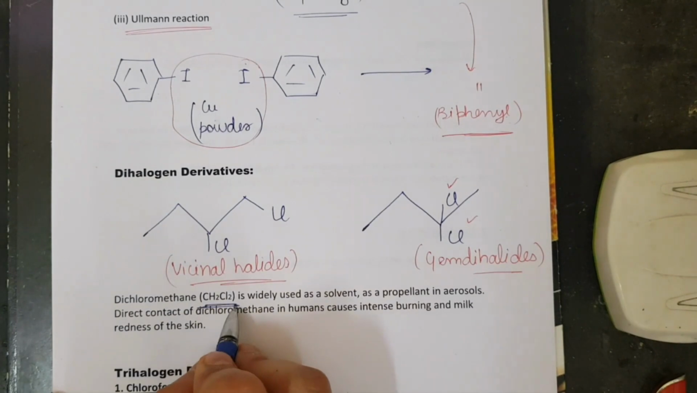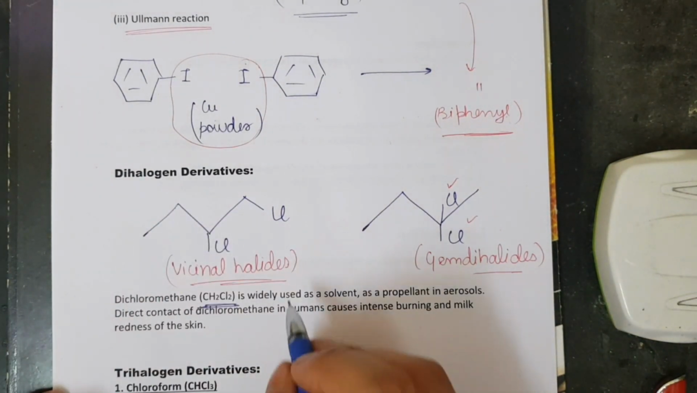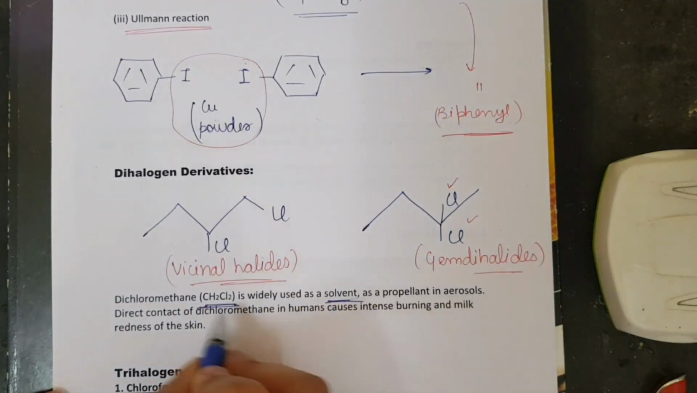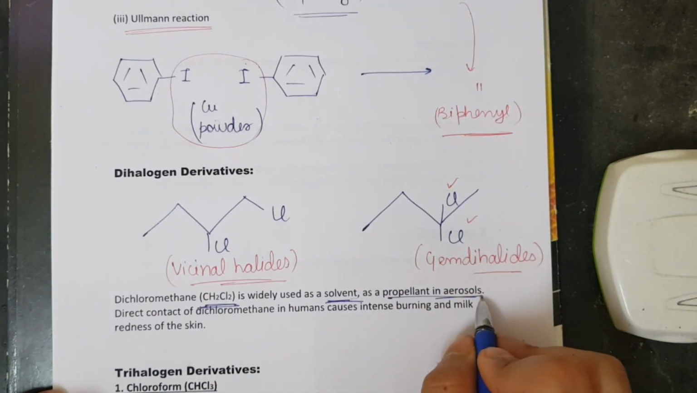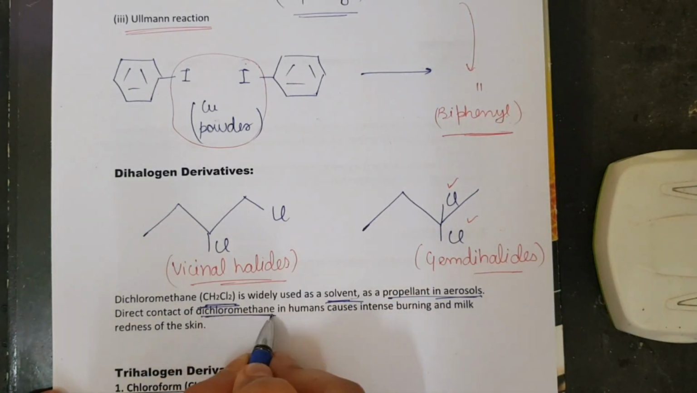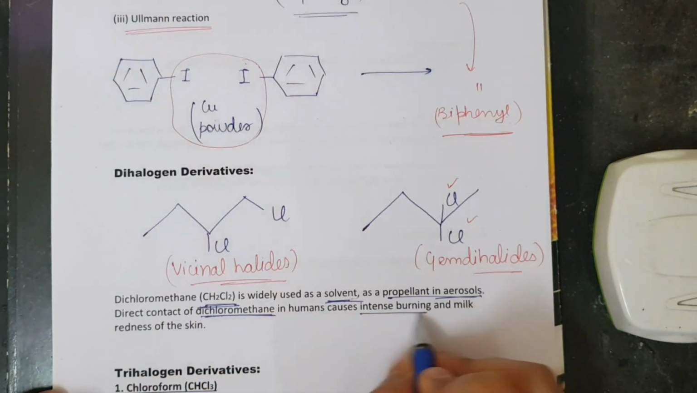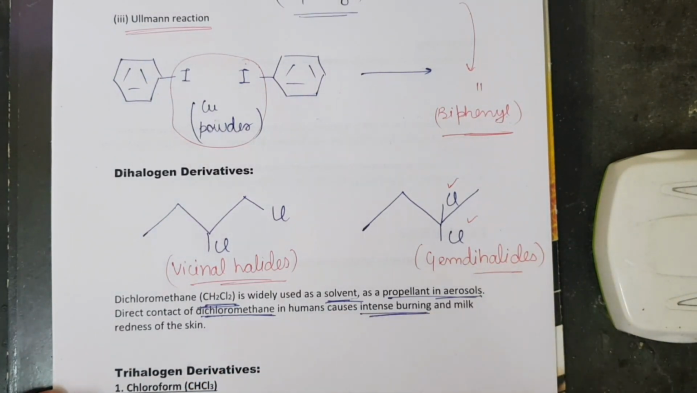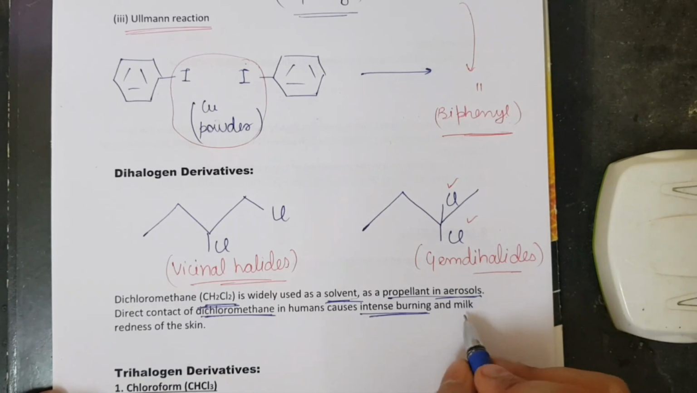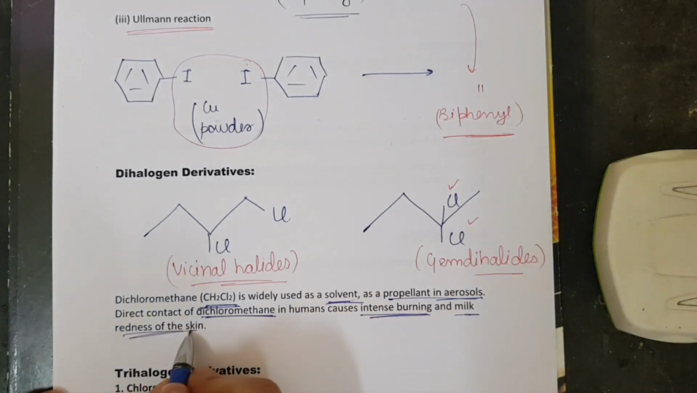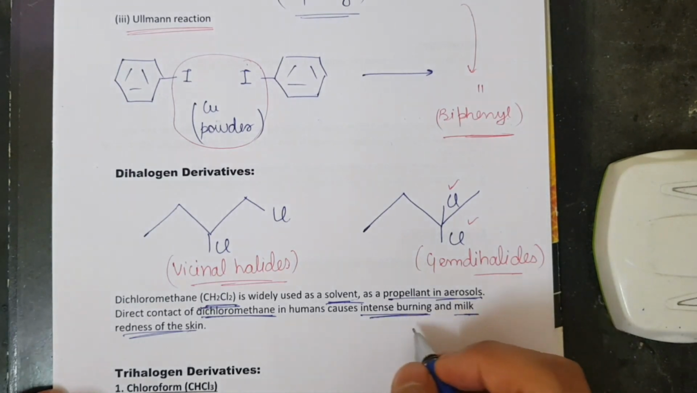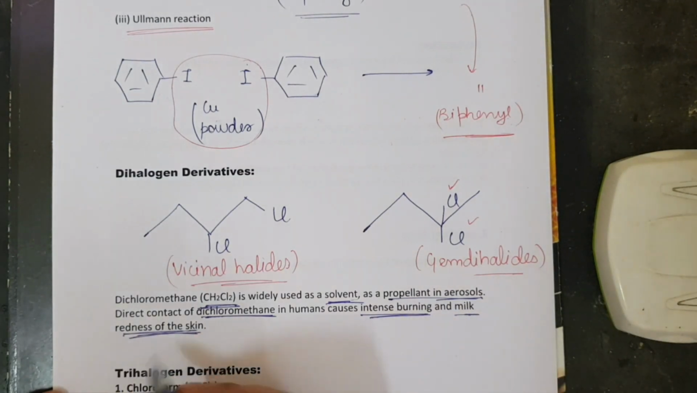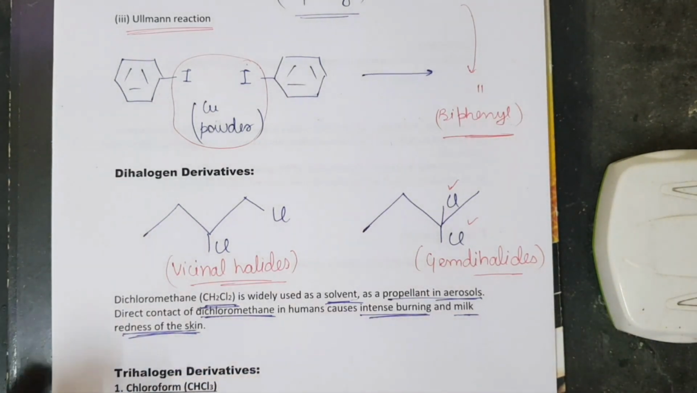Dichloromethane, that is CH2Cl2, a dihalogen derivative, is widely used as a solvent. You would have seen this many times in the labs also, and as a propellant in aerosols. Direct contact of CH2Cl2 with humans causes intense burning because the skin becomes yellowish type. Okay, it happened with me. And mild redness of the skin. Okay, it depends on which compound we are reacting. It can either become yellow also, or it can become some mild red type of structure on the skin. Okay, so it is kind of harmful.